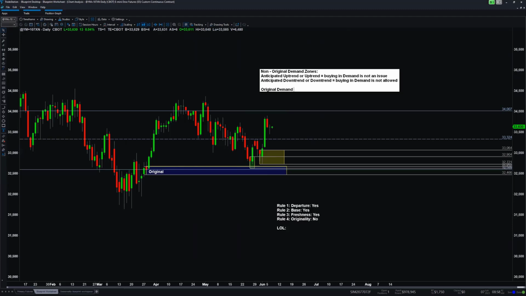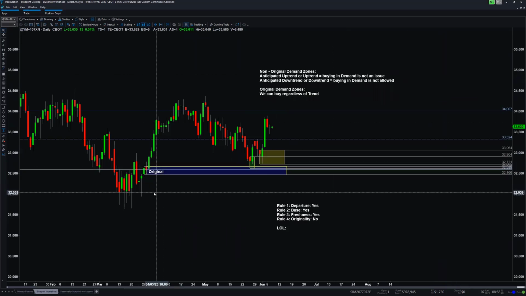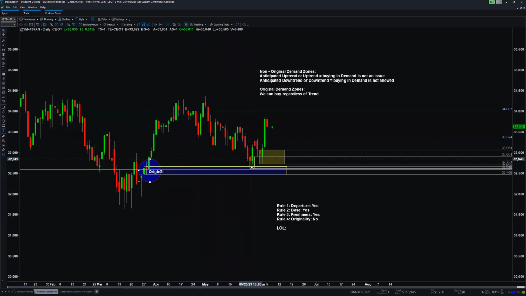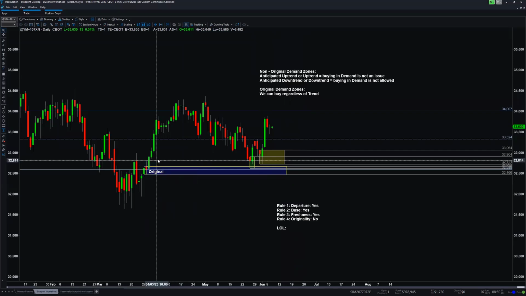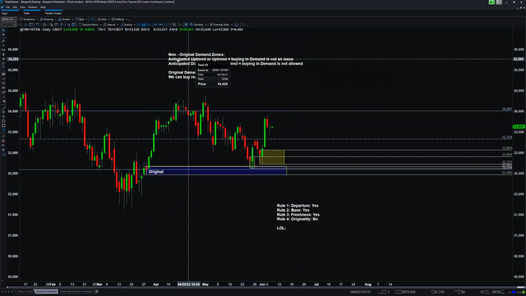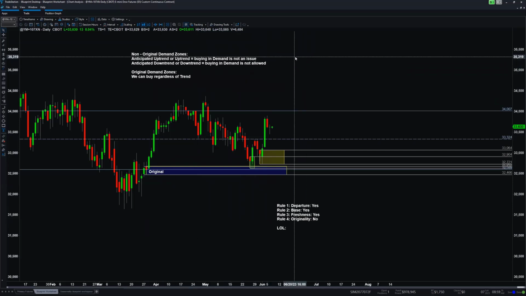Now, original demand zones, we can buy regardless of trend, right? So here we have an original one, the blue one, and we were in a downtrend. This one we could buy regardless of trend. Okay, however, as it becomes non-original, we're only going to buy those if we can also argue a change of trend and anticipatory uptrend. And the same would be true for supply, just the other way around.